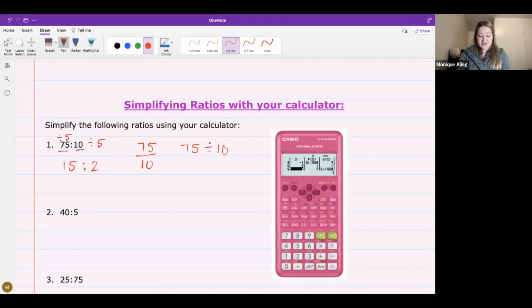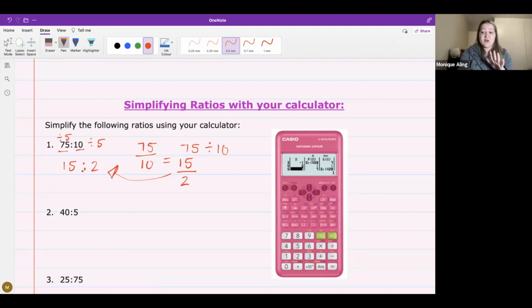Okay, so if you put it in fraction form, 75 over 10, so it'll always be the left-hand side on top of the fraction, right-hand side on the bottom. You press equals, and it will give you the simplified fraction, which is 15 over 2. And as you can see, in ratio form, the top of your fraction is always on the left-hand side, bottom is always on the right-hand side. So that's just a quick way to get to this simplified version really quickly. Okay, so you put it in fraction form, press equals, and there's your simplified ratio.